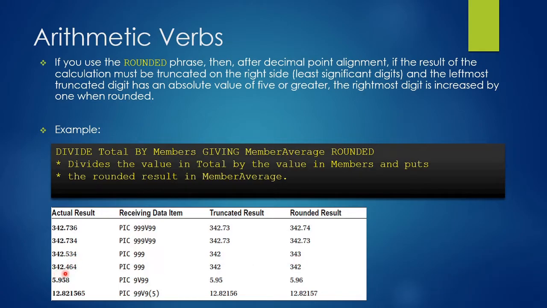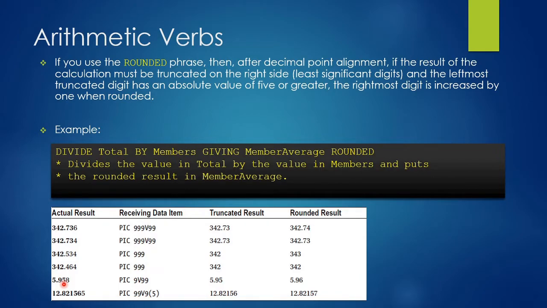Now let's assume the resultant value is 342.464 and the receiving data item has PIC 999. In that case, both truncated and rounded results will be the same, 342. The value after the decimal is not 5 or greater, so it will not increase the value of the next left digit.